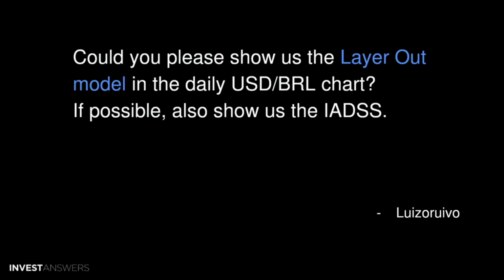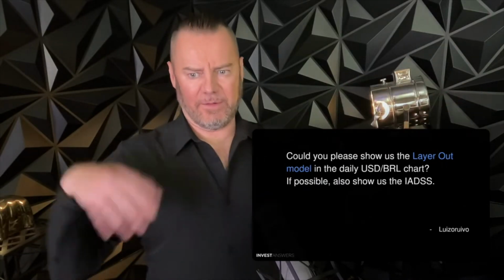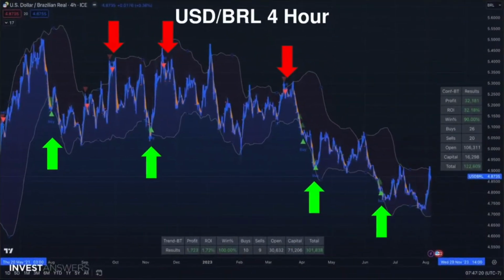So basically, this is for FX traders. I'll show you how these tools actually work. First of all, we'll start with the US dollar versus the Brazilian real chart. And you can see this is IADSS on the 4-hour. It tells you when to buy, when to sell, when to buy, when to sell. It's going through a really weird period right now because it's got two buy signals.